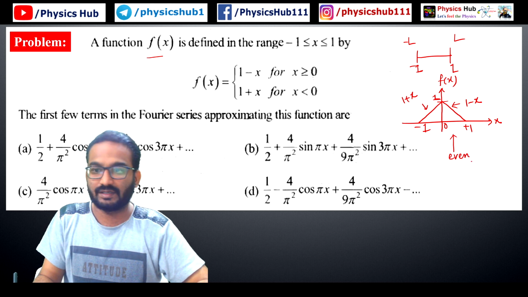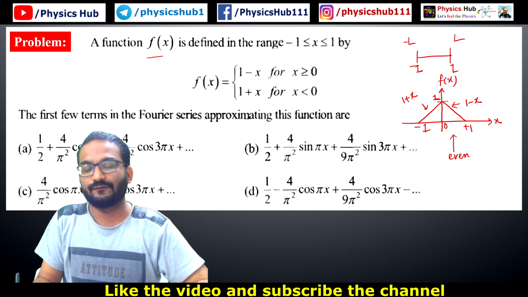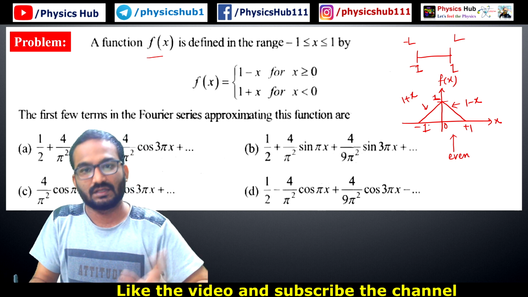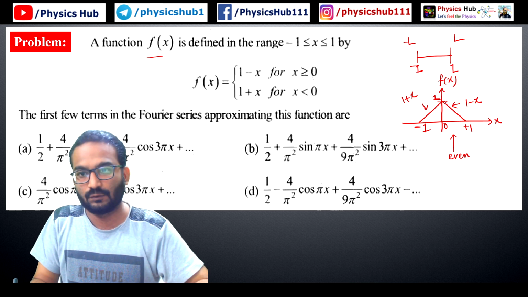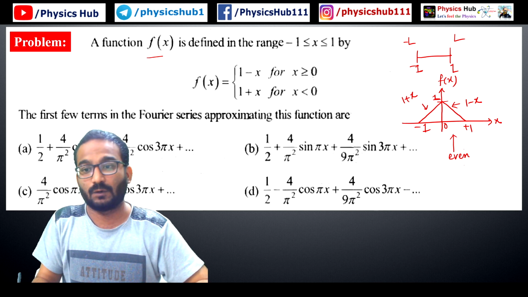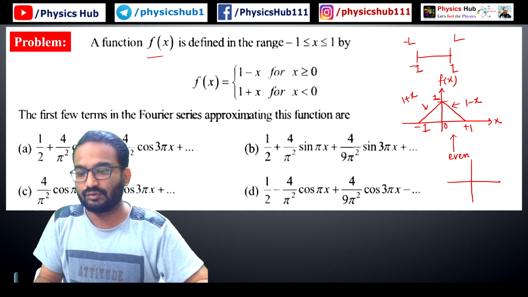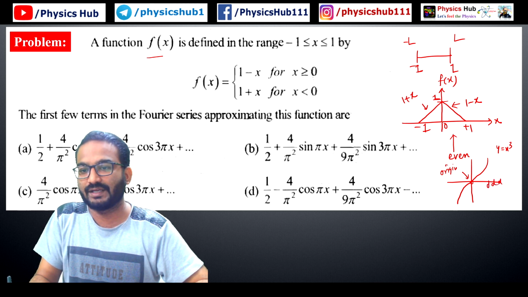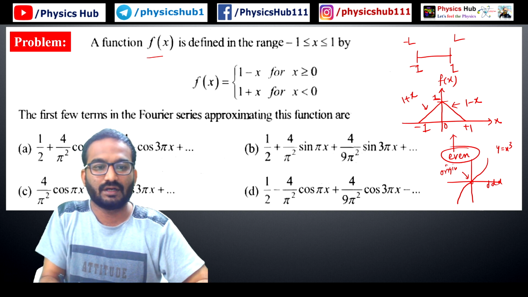Those who have attended my special class know how to identify an even function or an odd function by just looking at the graph. If the curve is symmetric about the y-axis, we call it an even function, and if the curve is symmetric about the origin, we call it an odd function. Let me give you an example of an odd function. This is the curve of y equals x cube. You see this function is symmetric about the origin, so it is an odd function, but this function is symmetric about the y-axis, so it is an even function. Now the first few terms in the Fourier series approximating these functions are.